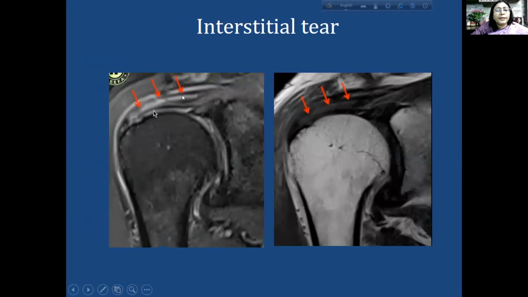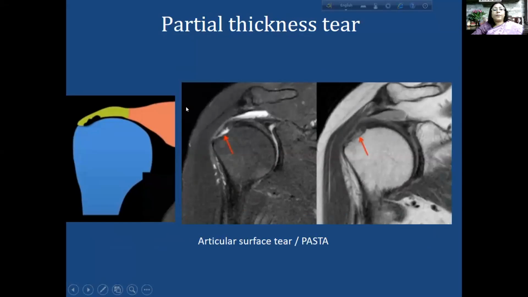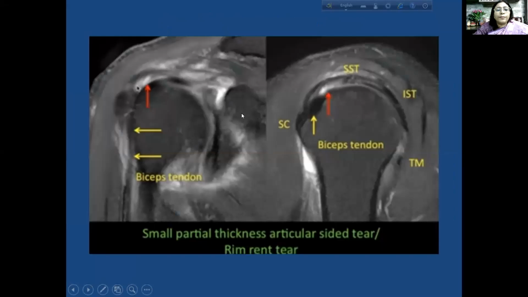This is the linear high signal intensity area seen within the substance of the supraspinatus, as bright as the associated bursal fluid. This is the partial tear. Now the articular surface tear, where the tear involves the articular surface, sparing the bursal surface. Here is the articular surface partial thickness tear associated with bursal fluid.